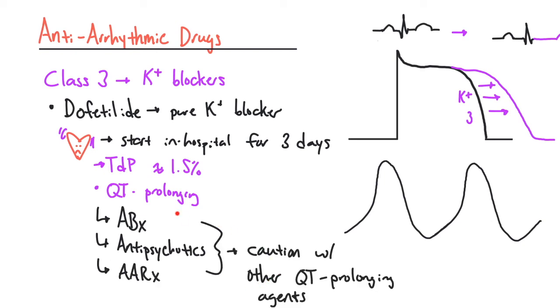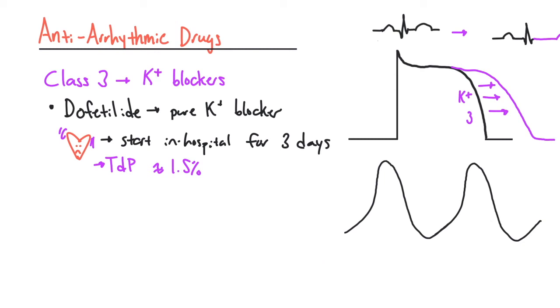Now, while these are some agents that can prolong the QT interval, this list is not all-inclusive. There are some great resources online for lists of drugs and agents that can cause QT prolongation and thus increase the risk of fatal arrhythmias like torsades de pointes. We'll list a few of these resources below the video, but this will not be covered in its entirety in this lecture series. Due to its QT prolonging capabilities, if the patient's baseline QTc is greater than 440 milliseconds, dofetilide is contraindicated.